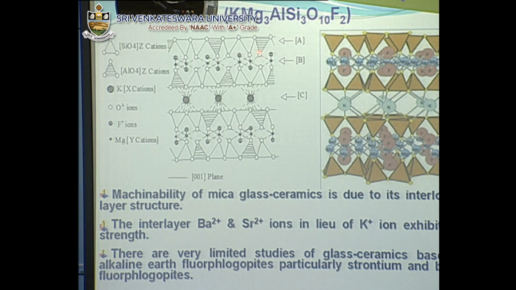Now, the machinability of the glass ceramic basically depends on the layered structure and the interlocking layered structure. Here you can see the potassium ions, the interlayer ions, and if we replace this potassium ion with barium or strontium, it would exhibit better strength. And in glass ceramics, two parameters are very important. One is hardness, and the other one is machinability. And we have to optimize these two parameters in order to get high strength machinable glass ceramics.